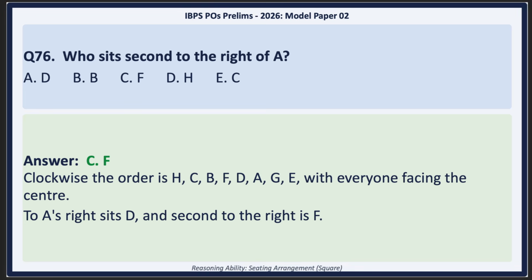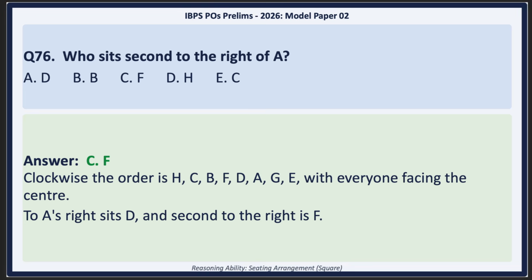But because everyone is facing the center of the table, right and left feel inverted depending on where they sit, don't they? Yeah, they really do. It's super confusing. This is a test of spatial perspective taking. You literally have to put your mind inside A's position. Okay, so if A is at a corner, facing the center, moving to A's right means moving counterclockwise around our map. Tracing that path, the immediate right is D, and second to the right is F.